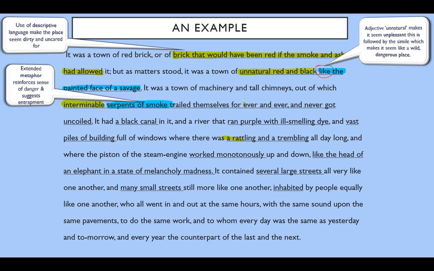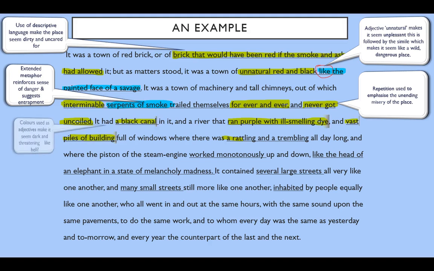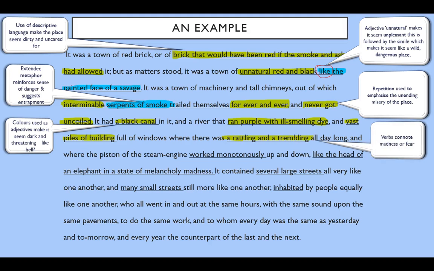We then get this wonderful extended metaphor for the smoke coming out of the industrial chimneys. It reinforces that sense of danger because we've got the interminable serpents of smoke that trailed themselves forever and ever and never got uncoiled. And again, we've got the use of repetition to emphasise the unending misery of this piece. Okay. When we go on, we see colours being used again as adjectives for the black canal, which ran purple with ill-smelling dye. And then we get this description of the vast piles of buildings with their windows, where there was a rattling and a trembling.